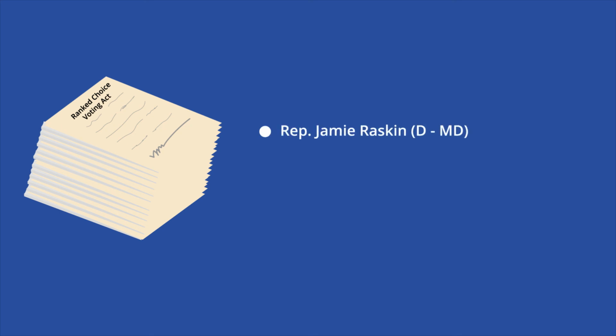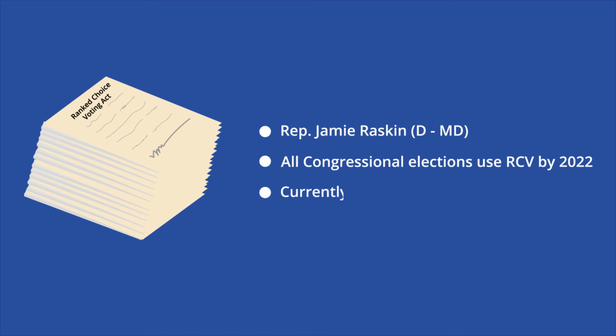Representative Jamie Raskin, a Democrat from Maryland, is looking to change that. He has introduced the Ranked Choice Voting Act, which would require all congressional elections to be conducted with RCV starting in 2022. The bill is currently in committee in the House, and it remains to be seen whether it will gain enough support to eventually become law.